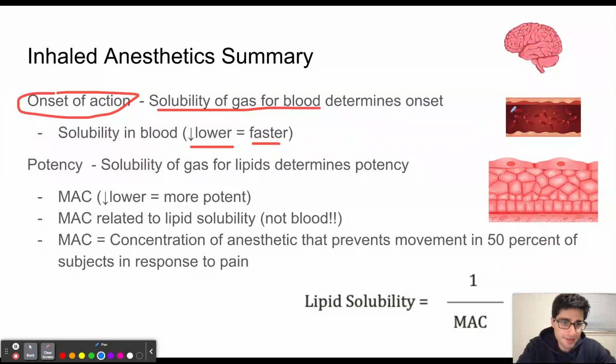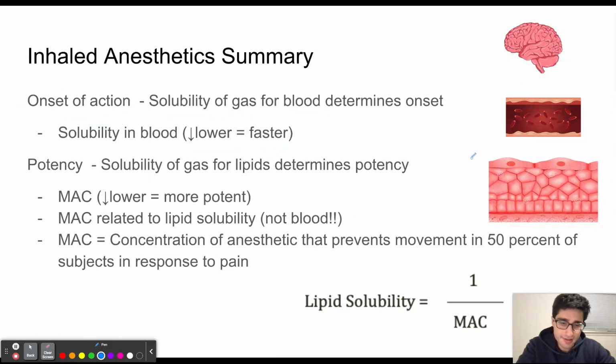So imagine that we give someone an anesthetic. First, the drug is going to be found within the blood vessel. If the drug is not very soluble within the blood, it is going to want to quickly get out of the blood vessel to reach the brain, and so therefore the onset of action is going to be much faster.